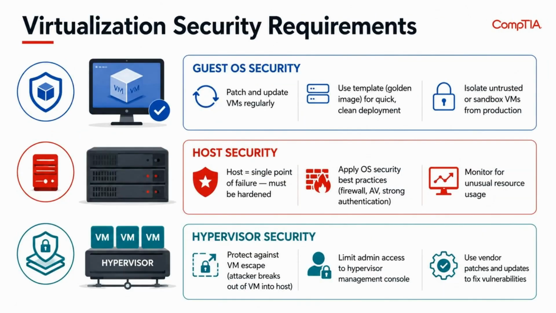Virtualization security spans 3 layers. Guest OS security means patching and updating VMs regularly, using a template or golden image for clean deployment, and isolating untrusted or sandbox VMs from production. Host security matters because the host is a single point of failure. It needs hardening, firewall and antivirus protection, strong authentication, and monitoring for unusual resource usage. And hypervisor security means protecting against VM escape, where an attacker breaks out of a VM into the host, limiting admin access to the management console, and keeping up with vendor patches.